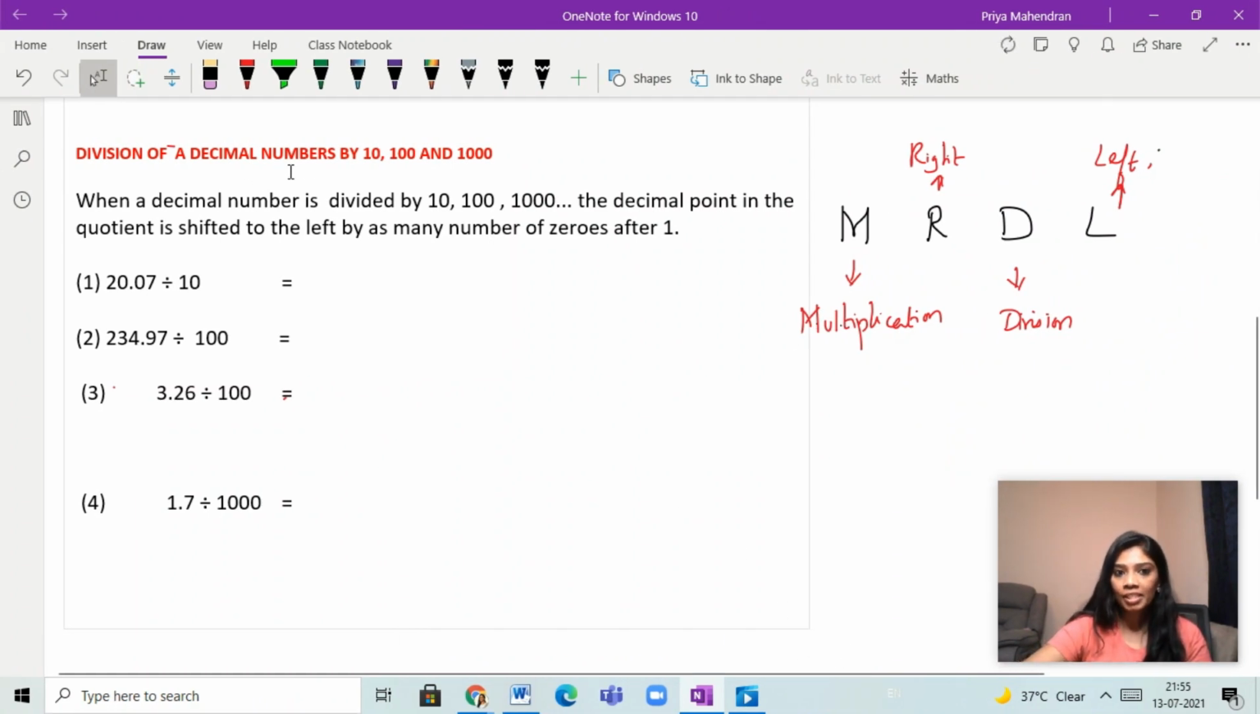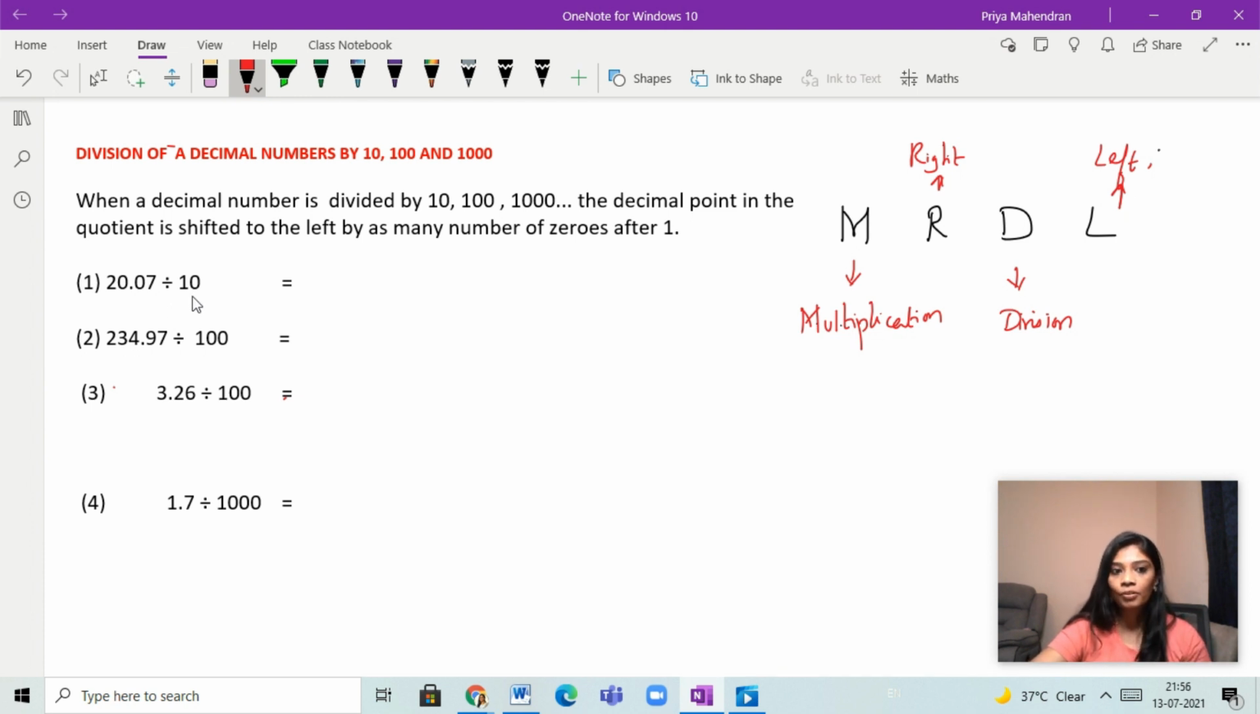Now let's see the division of a decimal number by 10, 100, 1000. We are going to follow the same rule. If it is division of a decimal number by 10, 100, 1000, the decimal point will shift towards left. How many places to the left depends upon number of zeros it has been divided with. So 20.07 divided by 10. So I know it is a division. So the decimal point will shift towards left depending upon the number of zeros after 1, isn't it? So there is only one zero. So the decimal point will move towards left by only one place. So it becomes 2.007, isn't it?